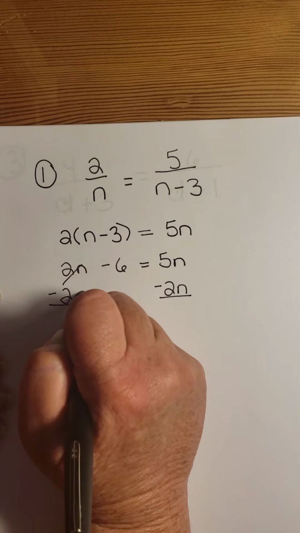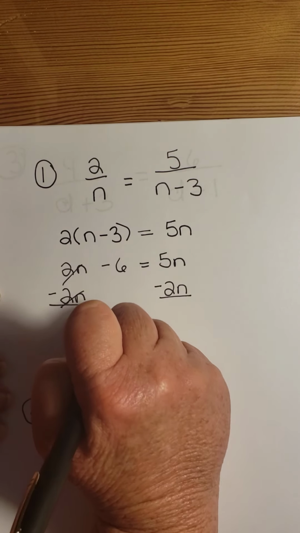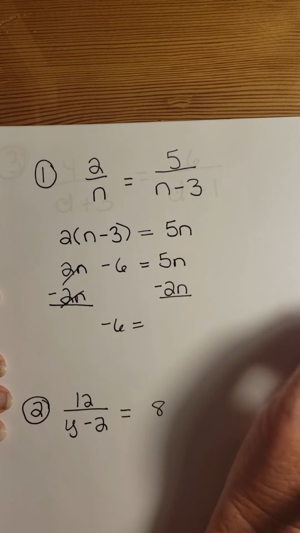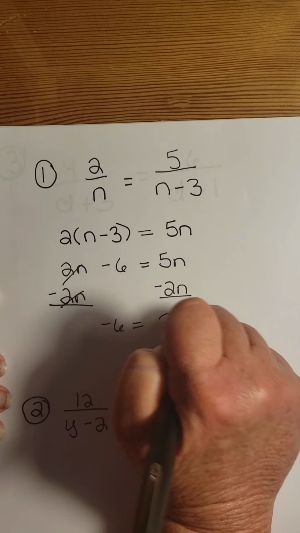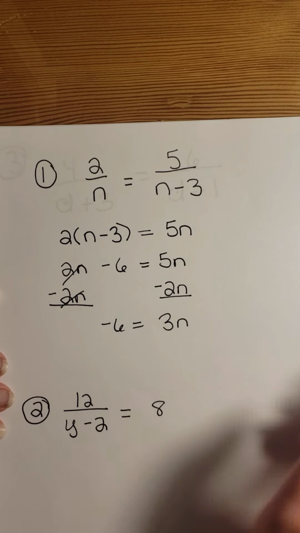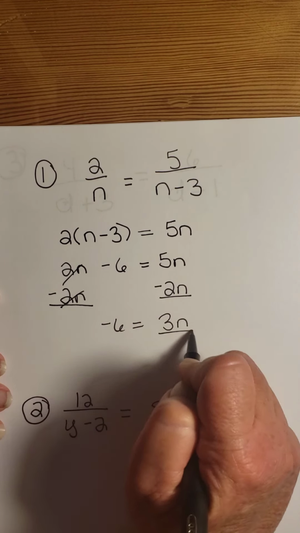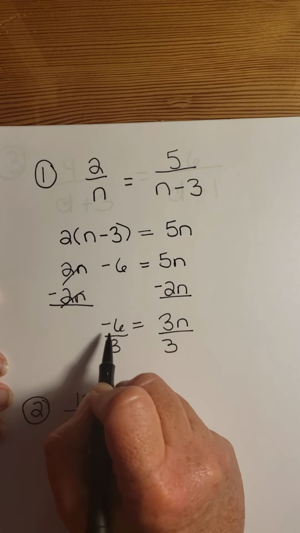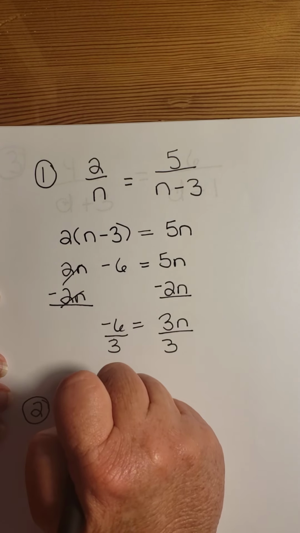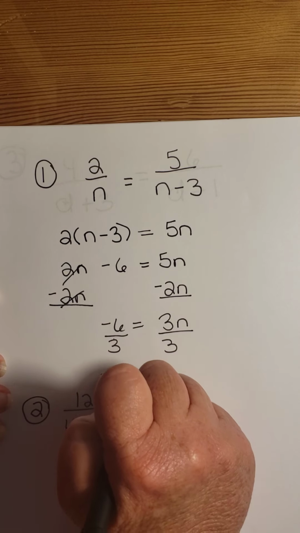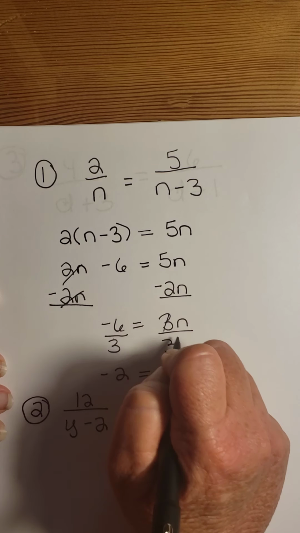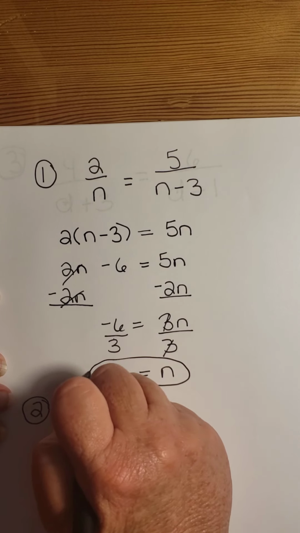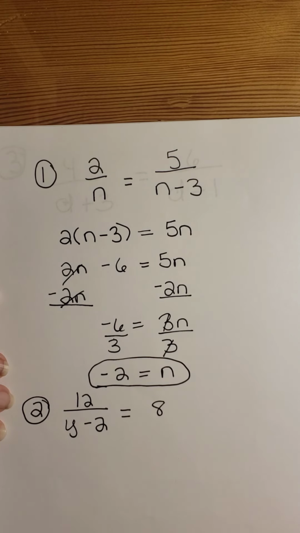Again, these would cancel, so I would have a negative 6 equals, and a 5n minus 2n gives me a positive 3n. And you already know that we should divide both sides by 3. And a negative 6 divided by 3 reduces to negative 2 equals, 3's cancel, so I have n. And that's the answer for example number 1.